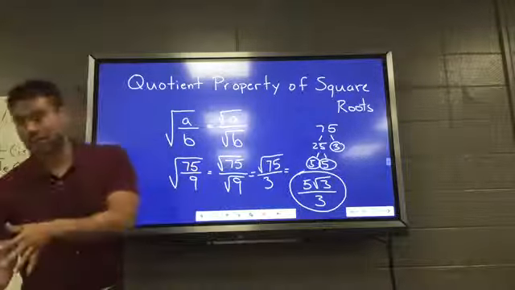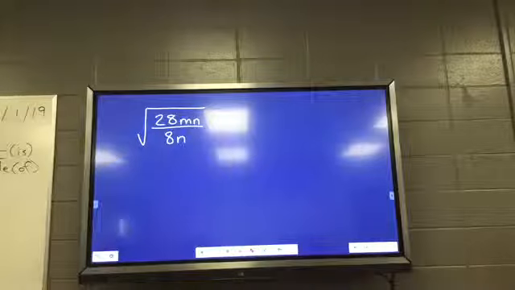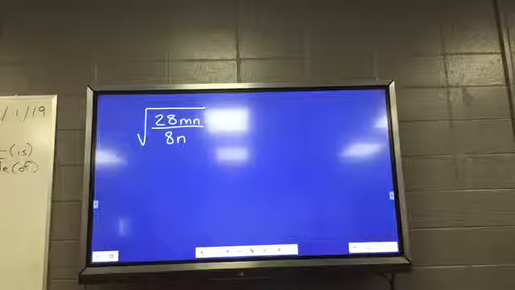Okay, let's look at this one. Square root of 28mn over 8n. The book works this out a little differently than what I'm going to do, because the book really likes perfect squares. And it's good if you can identify perfect squares, I hope you can find those out. But if you can't, you're kind of stuck.